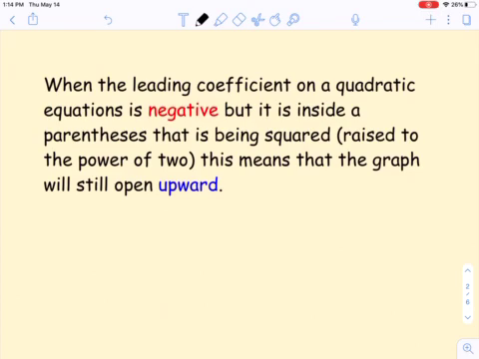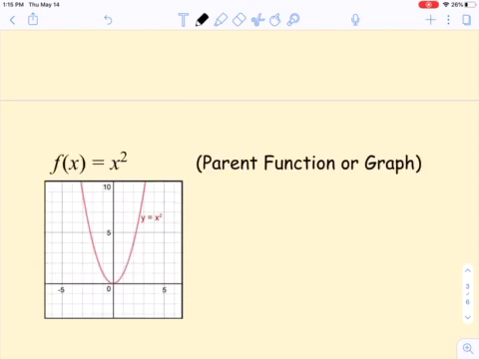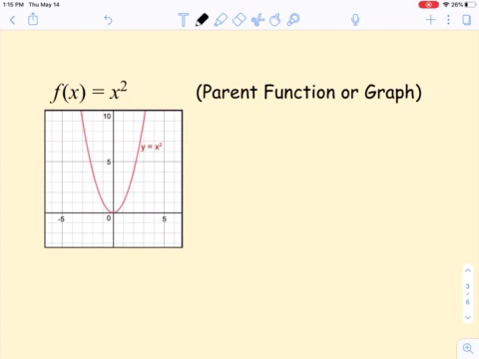That's the thing about these horizontal reflections, is that the graph still opens upward. It's just that it appears to turn on the y-axis, but a lot of times it's hard to tell that something's happening. You can tell, however, if you also have a translation with it. But for these examples, we're just going to show you basically what happens.